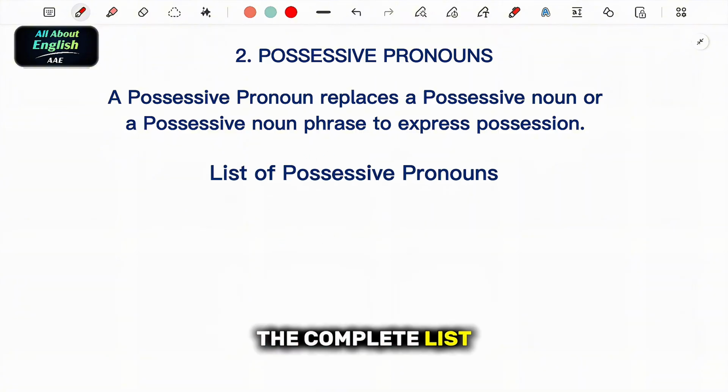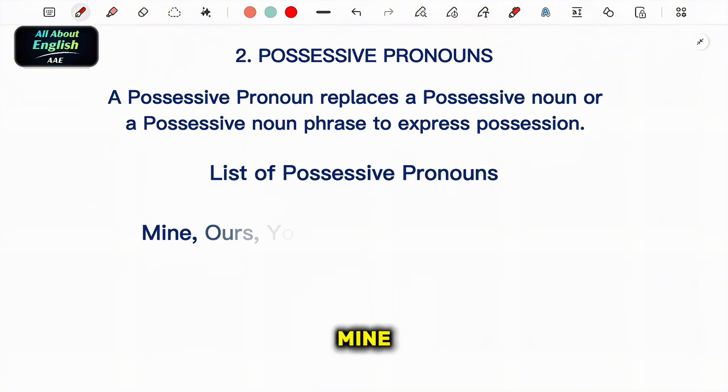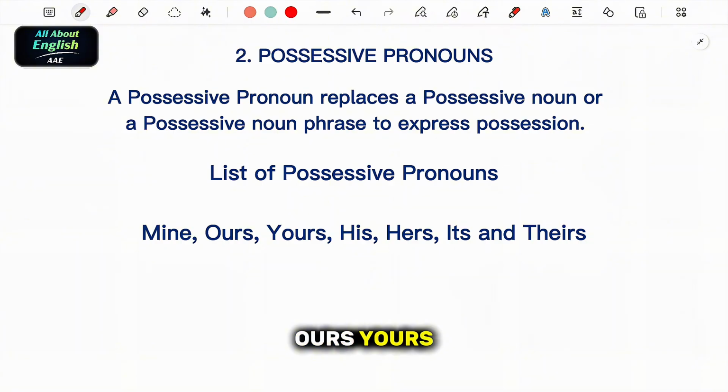The complete list of possessive pronouns: mine, ours, yours, his, hers, its, and theirs.